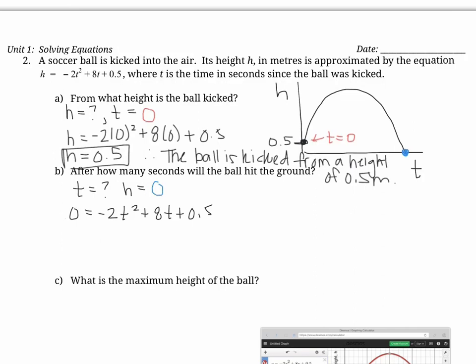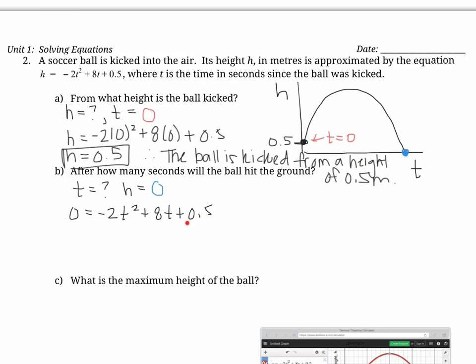Now the question is, this is a quadratic. We've got more than one term with t in it, and they're not like terms. One of them is squared, one of them is degree 1. How do you solve this? Well, we've got two options. We could either factor it or use the quadratic formula.